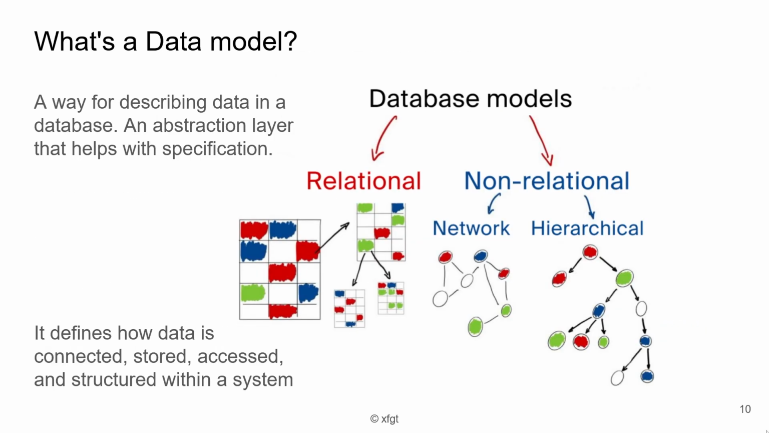So what's a data model? A data model is just the tool used to achieve data abstraction. It is an abstract representation that defines how data is connected, structured, accessed, and stored within a system. There are a few popular data models: the hierarchical model, as we can see here, the network data model, and the one we're specifically looking at today, the relational model.